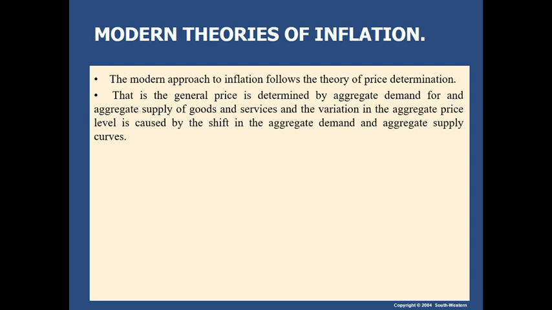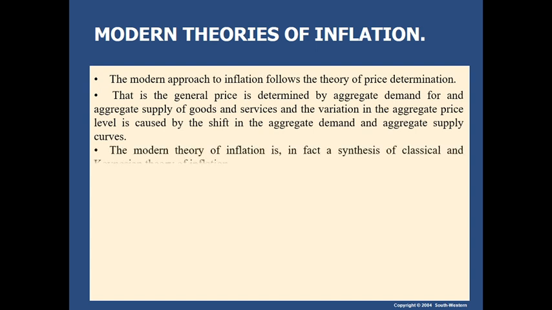So we have also seen the micro level now. Price increases whenever demand increases, and price decreases when supply decreases. That is why it is said that at the macro level also it is applied. Variations in the aggregate price level, or general price, are caused by the shift in aggregate demand and shift in aggregate supply curves. So the modern theory of inflation is in fact a synthesis of classical and Keynesian theory of inflation.